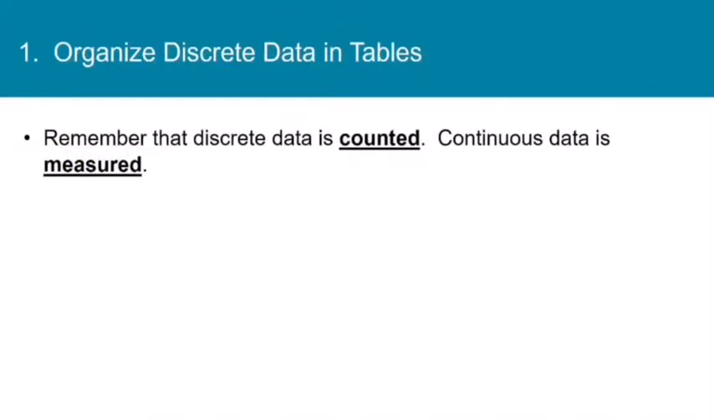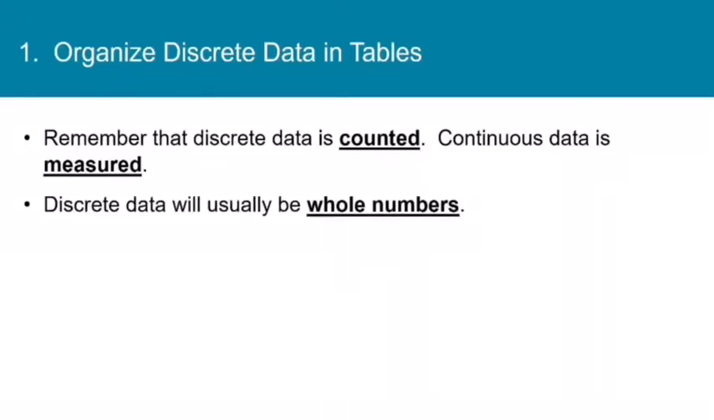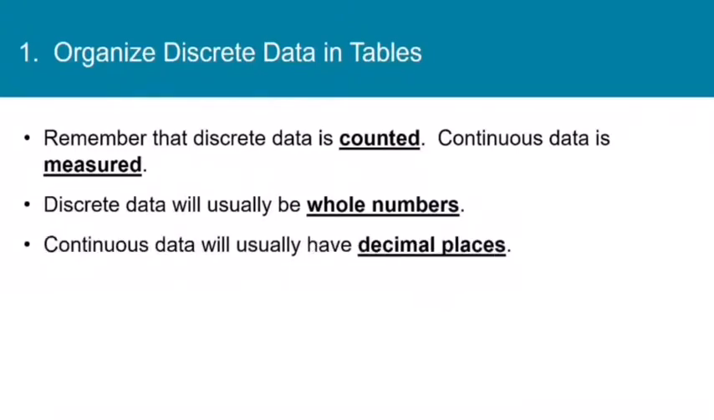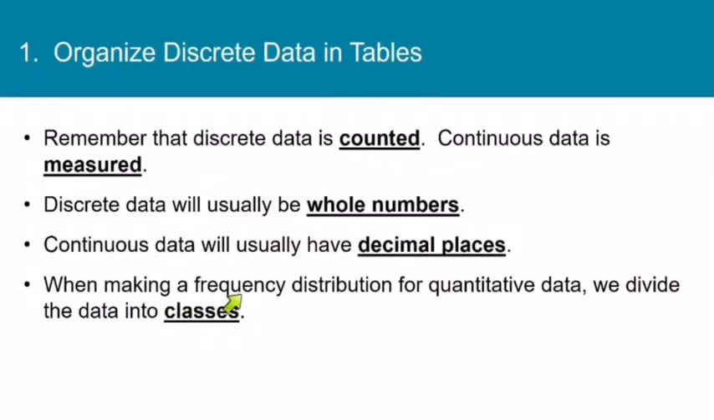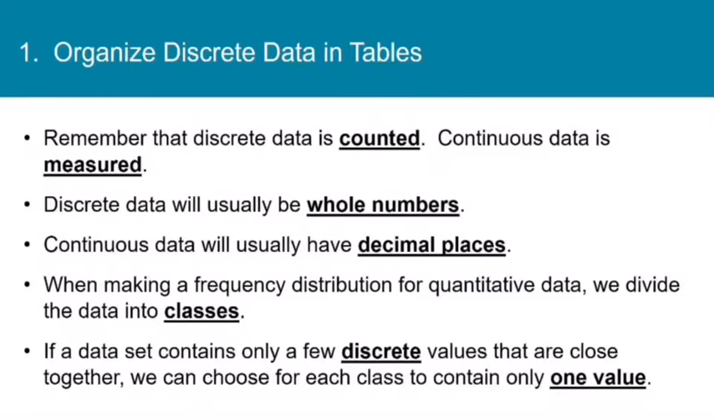Now, first of all, remember that discrete data is counted and continuous data is measured. And usually discrete data will be whole numbers. Continuous data will usually have decimal places, although it doesn't have to, but it usually will. Now, when we make a frequency distribution for quantitative data, it's very much similar to the process we had for qualitative data, but instead of having categories, we will divide the data into classes. If a data set contains only a few discrete values that are close together, we can choose for each class to contain only one value. And that's what we'll look at in this first example.